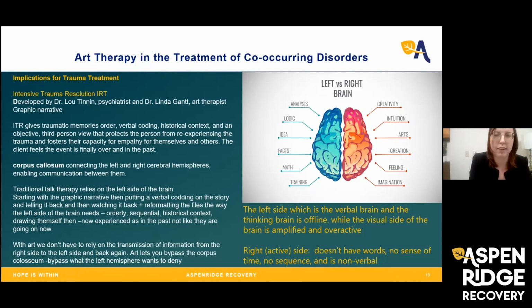It also helps with pre-verbal memories, little kids that don't have the language for what they experienced. Art can help them access it as well. There's an approach for trauma treatment using art called intensive trauma resolution. It was created by a psychiatrist and an art therapist. And it's a way to use art to give traumatic memories order, verbal coding, historical context, and you're viewing it from a third person view.